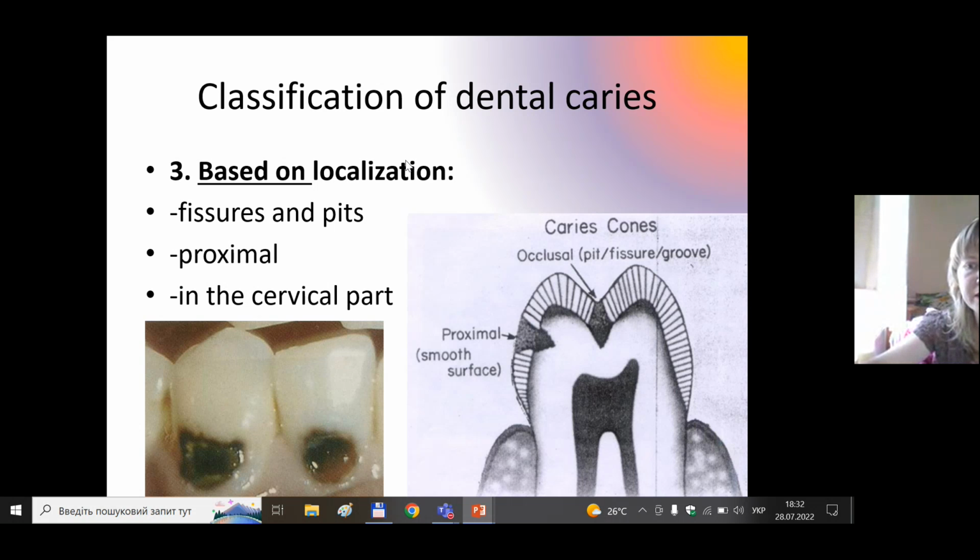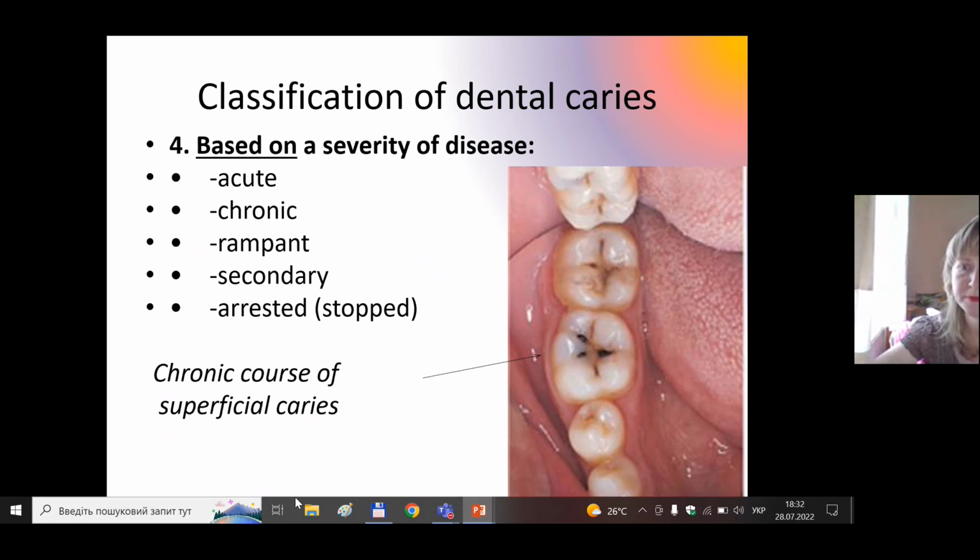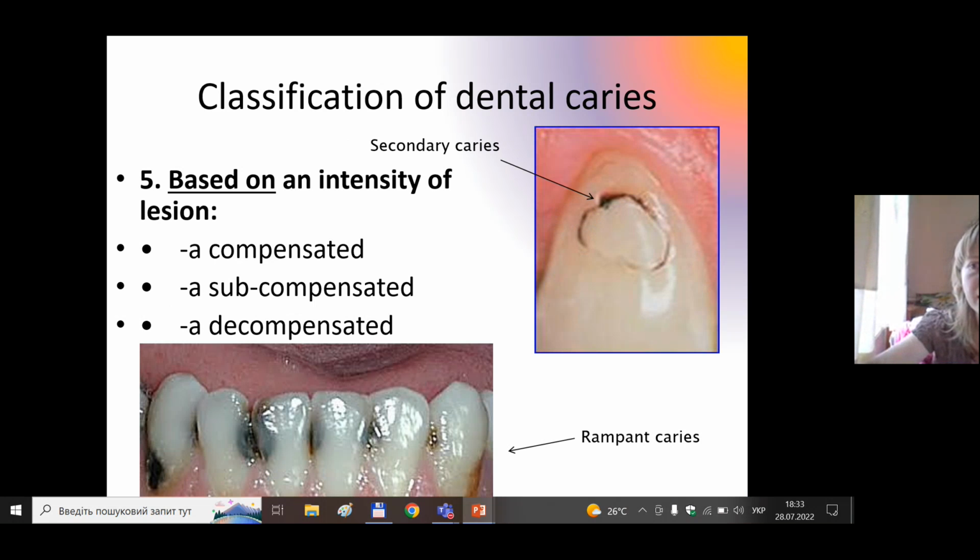Classification based on localization: we have caries of fissures and pits, proximal surfaces, and the cervical area. Classification based on severity of disease: caries can be acute, chronic, rampant, secondary, or arrested. Classification of tooth decay based on intensity of the lesion: tooth decay can be compensated, subcompensated, or decompensated.